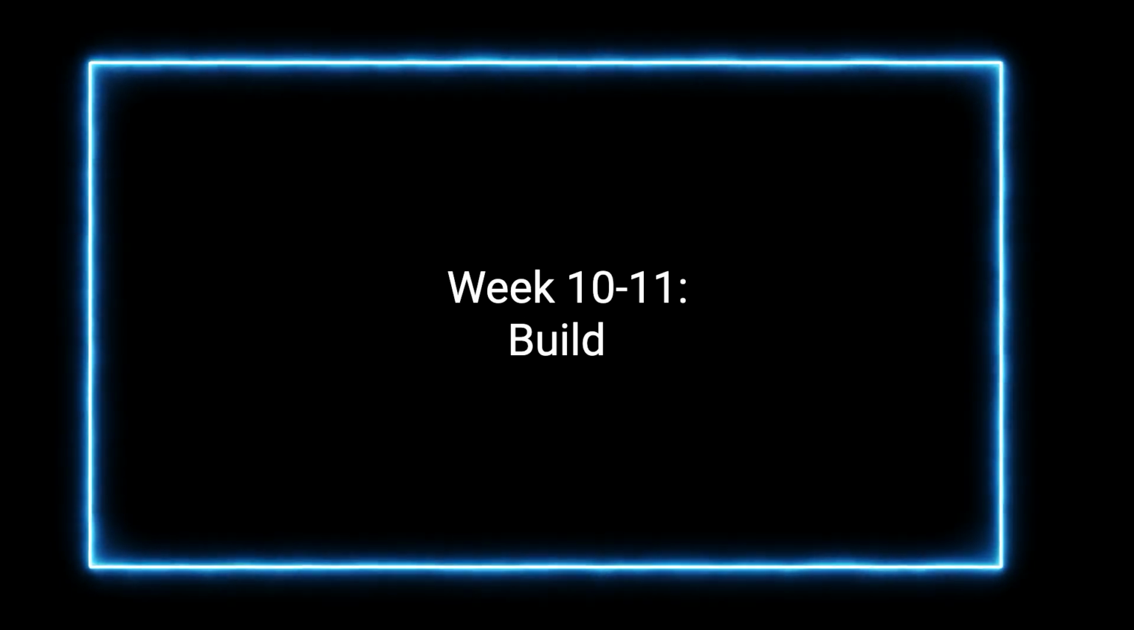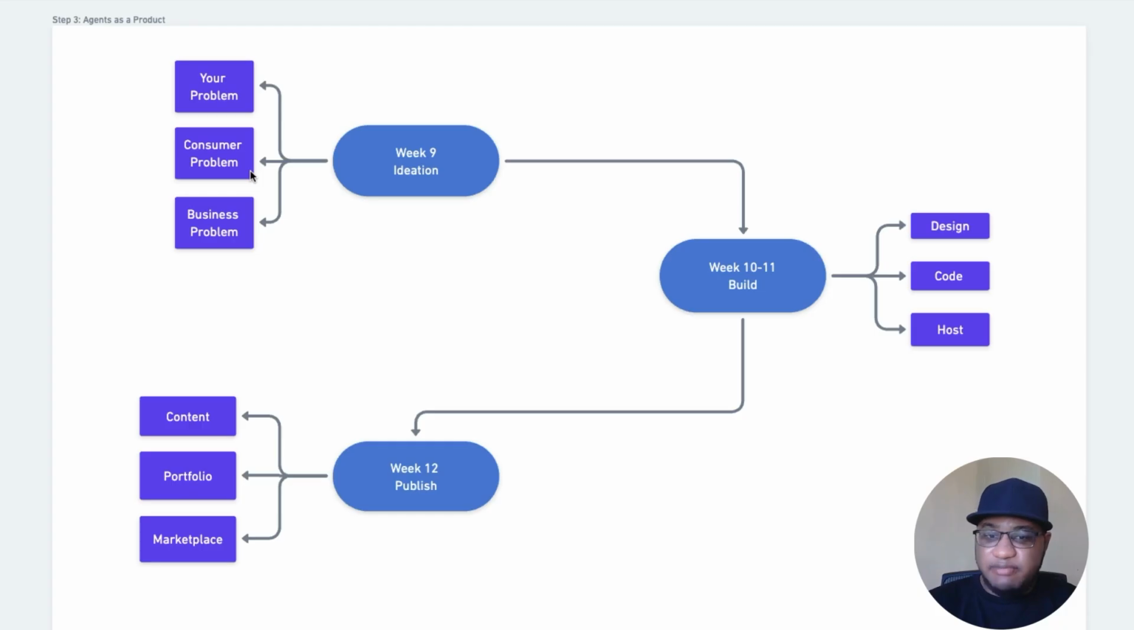Weeks 10 and 11 are like a little mini sprint. I just have "build" here as the step, but you want to go through designing your application or whatever product you're doing, coding it up, and then also hosting it. If you can't do this all in 2 weeks, this might be a hint that the thing you're trying to build is just too complicated, right?